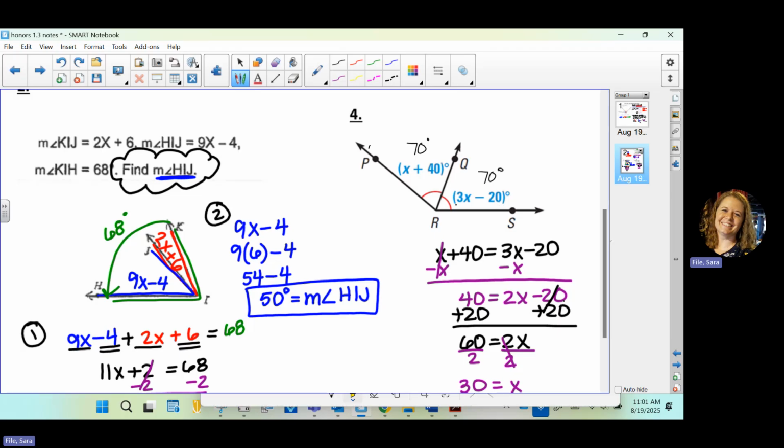So what if they had asked for the whole angle? What's the whole angle? Very good. Depending on what you're asked for, make sure you go back and plug in whatever is necessary. Answer what is being asked.